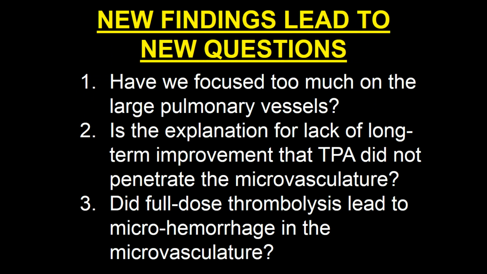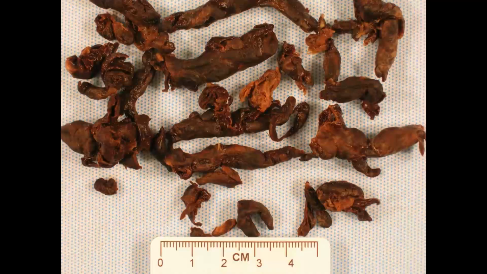So these new findings lead to new questions. Have we focused too much on the large pulmonary vessels? Is the explanation for lack of long-term improvement that TPA did not penetrate the microvasculature? Did full-dose thrombolysis lead to microhemorrhage in the microvasculature?